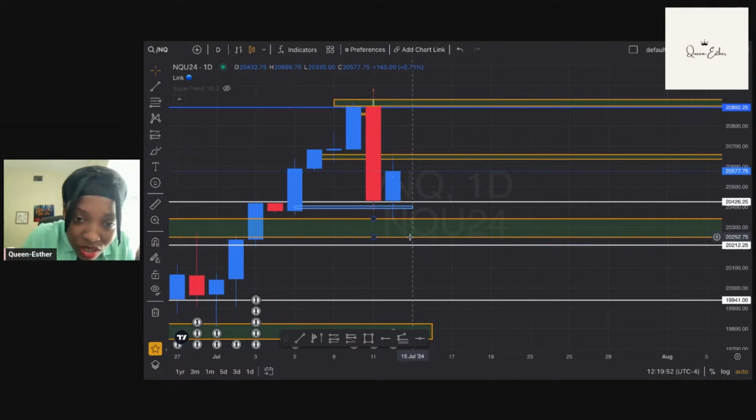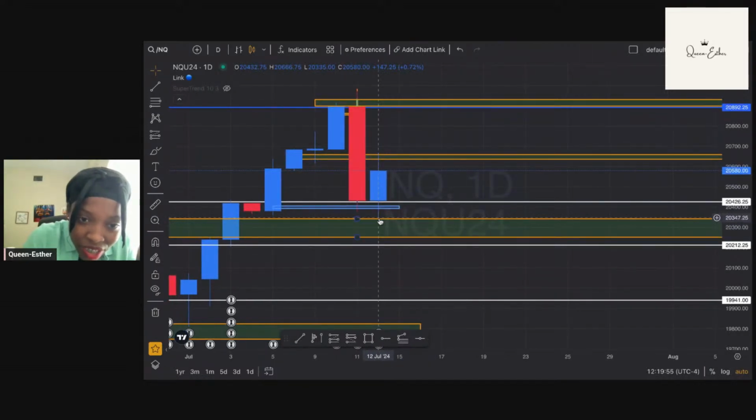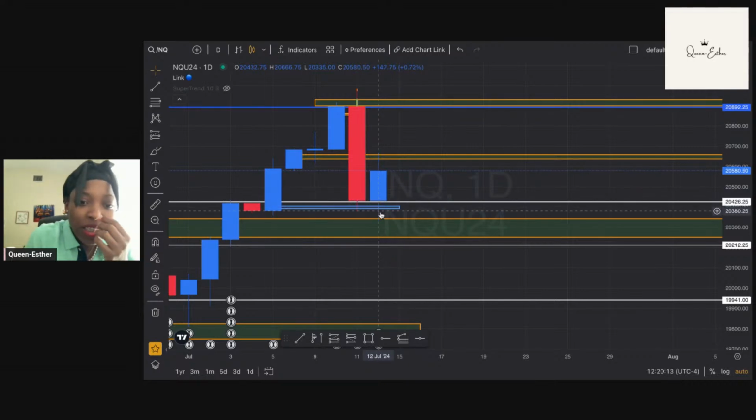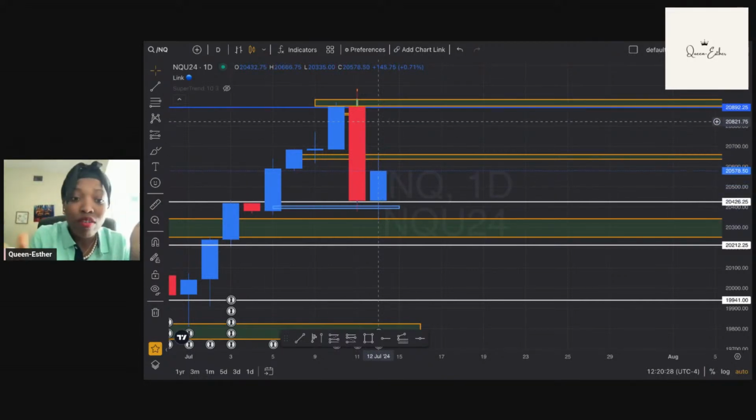But if you pay attention to the candle right here, it opens, what is this called again? A tweezer bottom. It kind of looked like a tweezer bottom. They open at the same place, right? But then the market came down. So the market was bearish at one point and it took the previous day low. But then the market turned around and it's now going in a bullish direction. That's important, right?